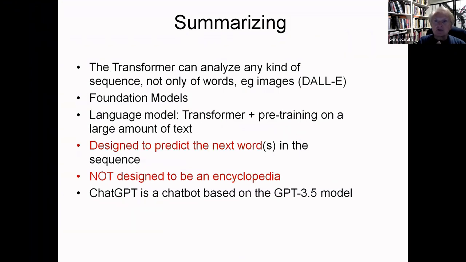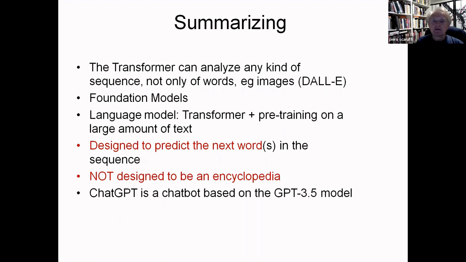I showed that the transformer can analyze any kind of sequence, not only words. It was designed originally for machine translation. It can analyze a sequence of just about anything, and it can generate, for example, images. Depending on the domain in which it is trained, it can be a different kind of foundation model.